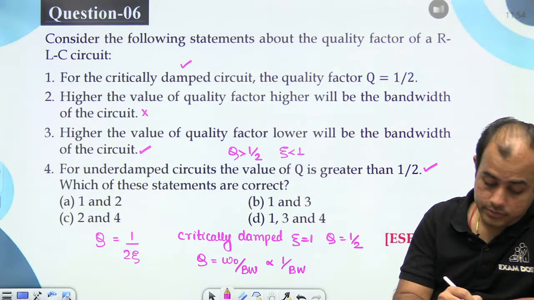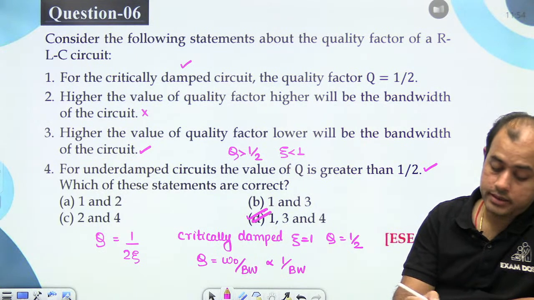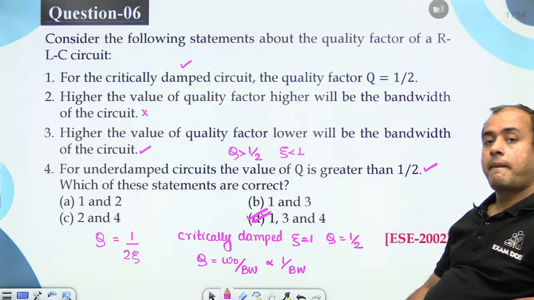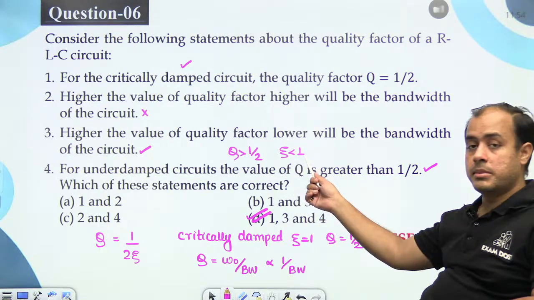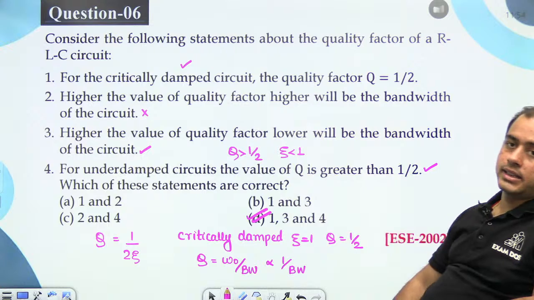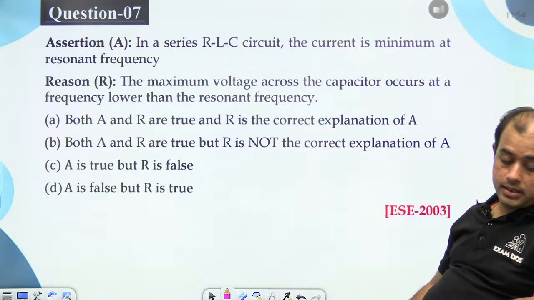तो ये भी सही है. 1, 3, 4. Answer should be D. Okay. क्वालिटी फैक्टर हाफ से बड़ा माने जीटा 1 से छोटा आएगा. इट विल बी अंडर डैम्ड.